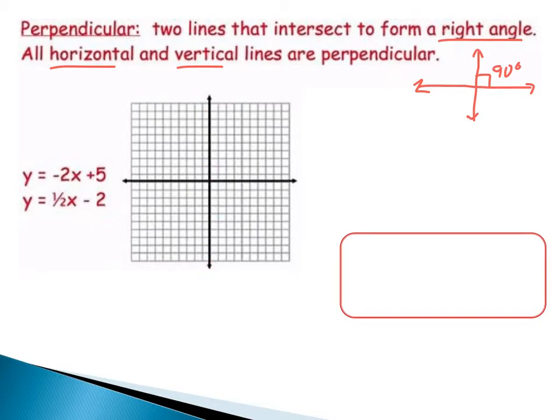If this is a vertical line, this is a horizontal line, the angle between these two is going to be 90 degrees or perpendicular. Okay, so let's graph two lines and let's try and figure out what is going to make these two lines perpendicular. So the first one I have is y equals negative 2x plus 5. I'll graph that in red here. So I'm going to again start at plus 5. So 1, 2, 3, 4, 5 is going to be here.